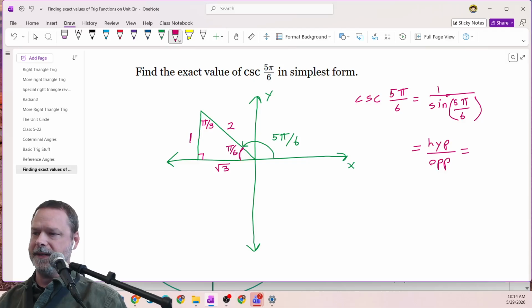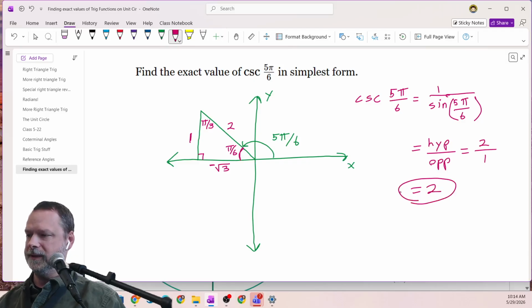So here's my reference angle. Make sure I have these right. I'm actually negative in my x, but I'm positive in my y. So this is negative root 3. So my hypotenuse is always positive. And that's something to remember also. And the opposite side, in this case, is a positive 1. So my cosecant of 5 pi over 6 is 2.